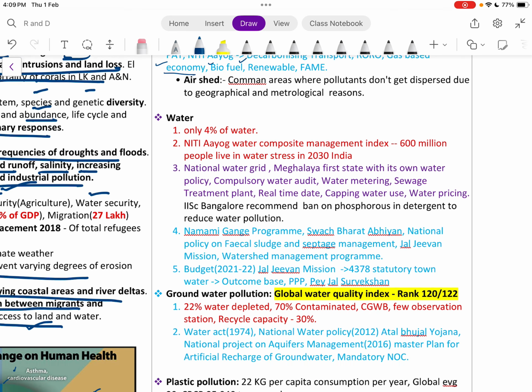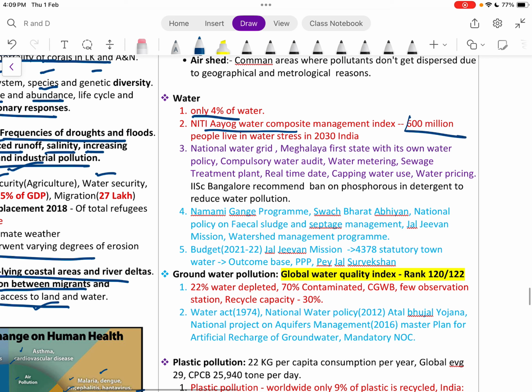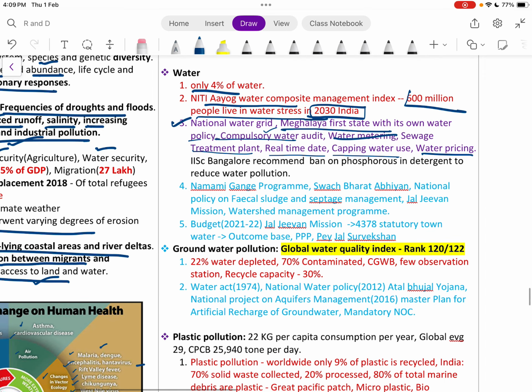Water pollution, only 4% of water. Niti Aayog Composite Water Management Index, 600 million people will live in water stress areas by 2030. National Water Grid, Meghalaya first state with its own water policy, compulsory water audit, water metering, sewage treatment plant, real-time data, capping water use, water pricing. Okay, leave this.